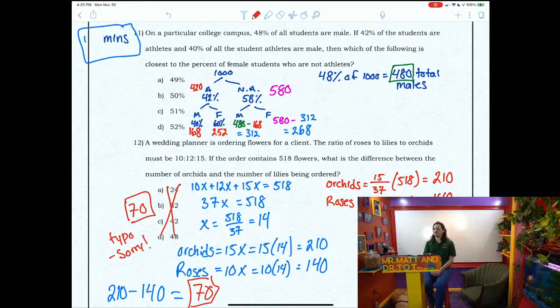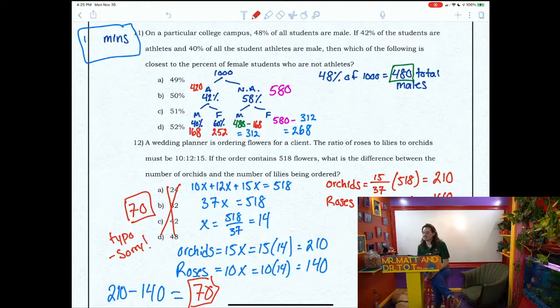If they tell me in the very beginning of the problem that 48% of all the students are male, that means that there's 480 total males. So I can use that to find out how many non-athletic males there are. That would be the difference of the total number of males, which is 480, minus the number of athletic males, which is 168. That's going to give me 312 non-athletic males. If I know that there are a total of 580 non-athletic students and 312 non-athletic males, then 580 minus 312, or 268, would be the number of non-athletic females.